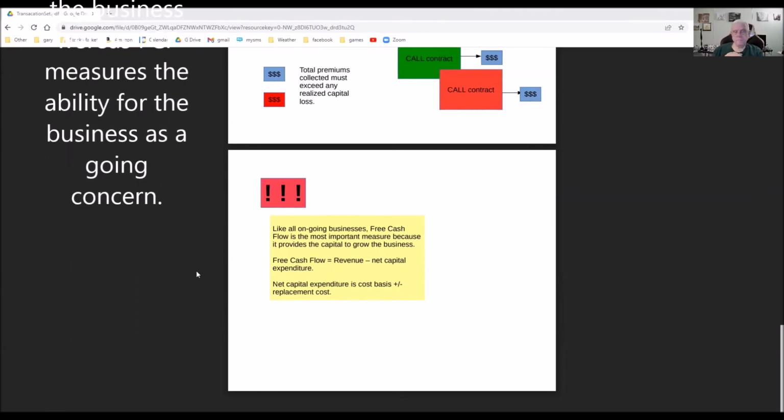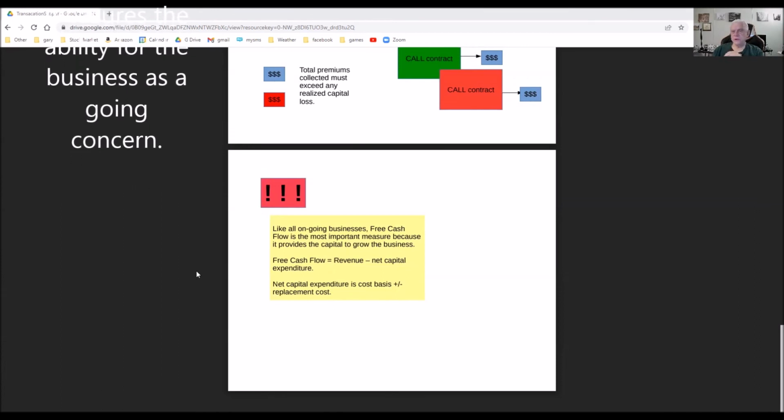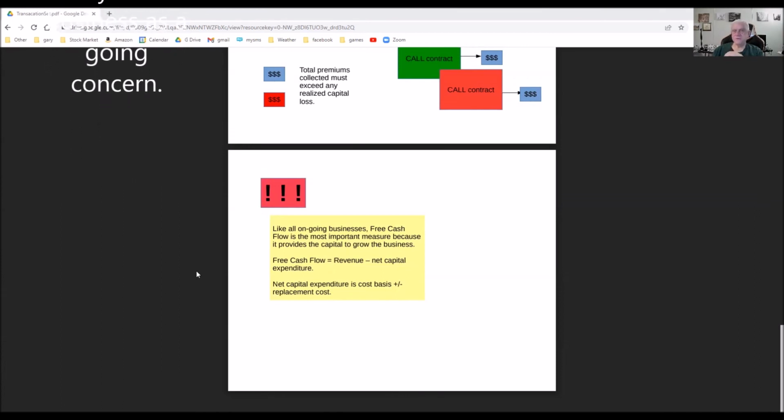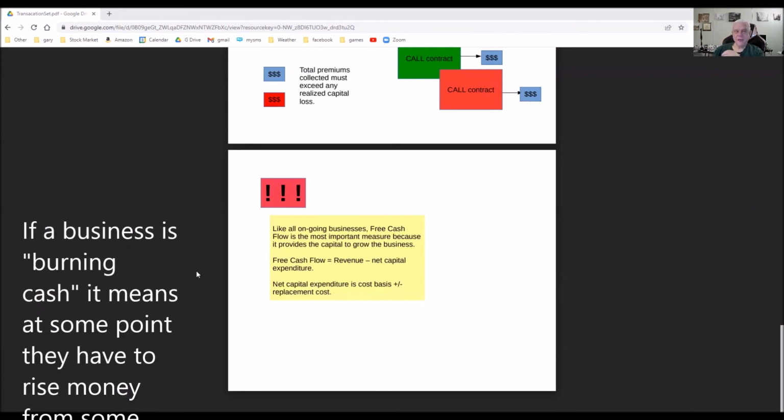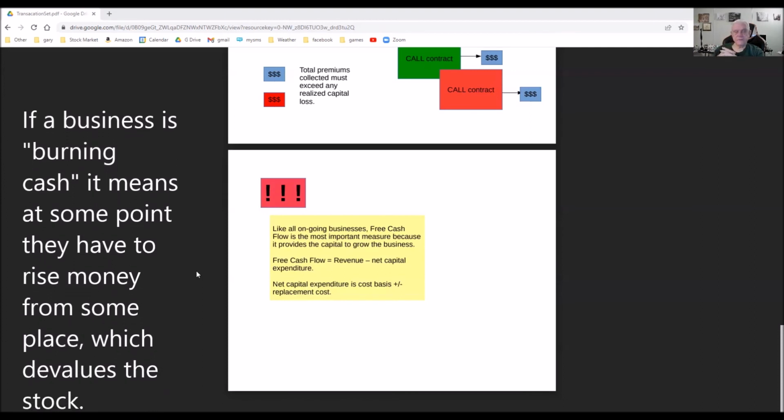I'm sure you've heard the expression, particularly true with tech companies, about them burning cash. What they mean by that is they've got a negative cash flow. So they're truly burning cash. As they do that, it gives them less and less capability of earning more cash.